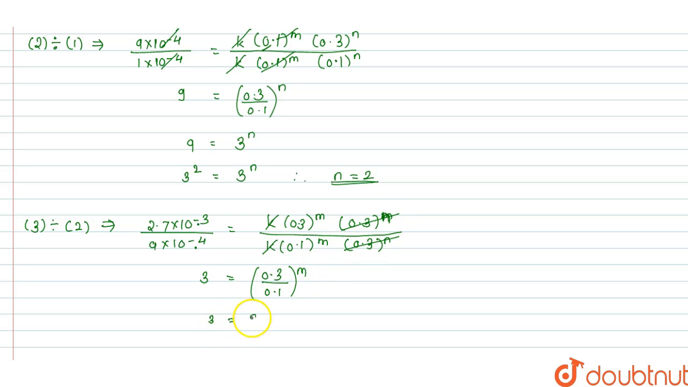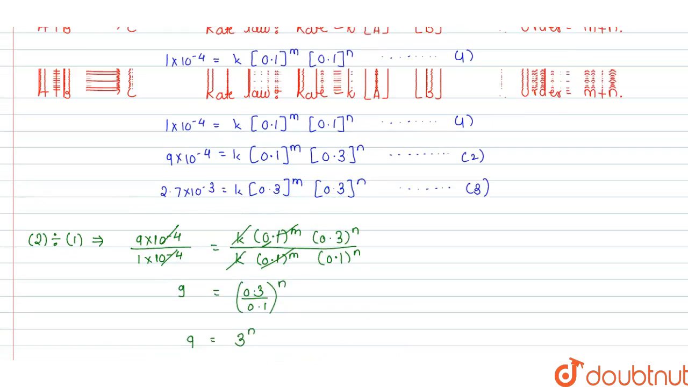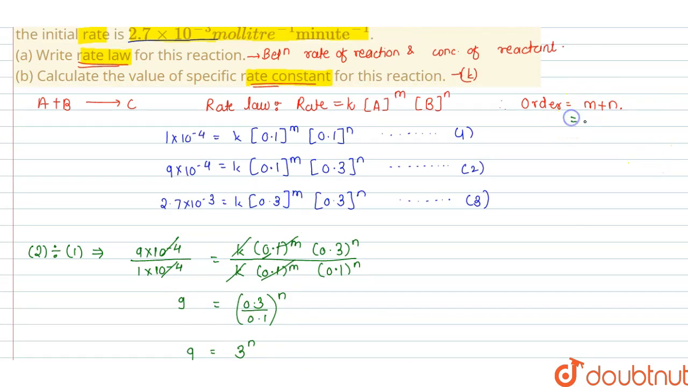Therefore 3 is equal to 3 raised to m. Here 3 is 3 raised to 1. Therefore m is equal to 1. Now you have values of both m and n. Therefore you can calculate the overall order of reaction, which will be 2 plus 1 equal to 3. So the order of reaction is 3.